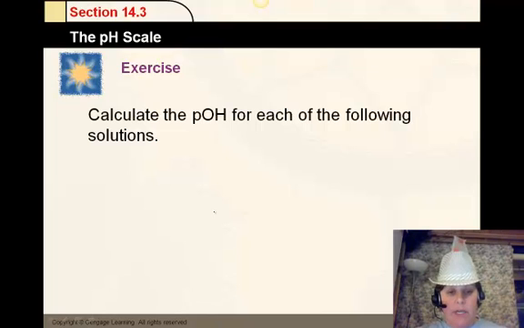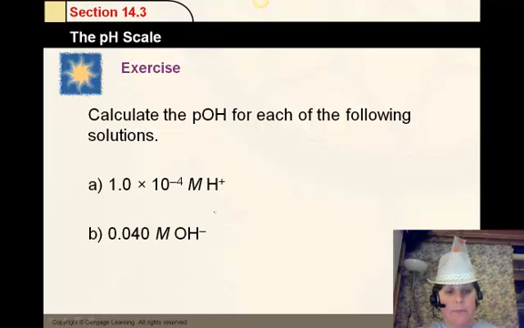Calculate the pOH for each of the following solutions. Alright, 1 times 10 to the negative 4 molar hydrogen. Well, we already know that the pH of that is 4. And so the pOH of that would be 10, because of course 10 plus 4 is 14, which is the pKw. And the 0.040 molar OH, the pOH, pretty easy. It's just the negative log of that, and that's about 1.40.